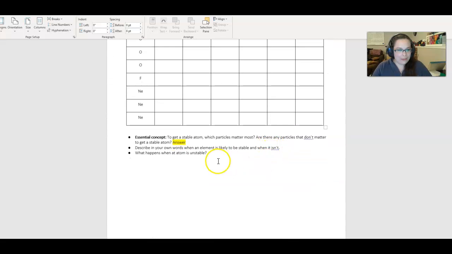And then there are 3 questions for you to answer at the end. To get a stable atom, which particles matter most, which particle doesn't matter? Describe in your own words when an element is likely to be stable and when it isn't. And third, what happens when an atom is unstable? I've included an article that can help you answer that last question.